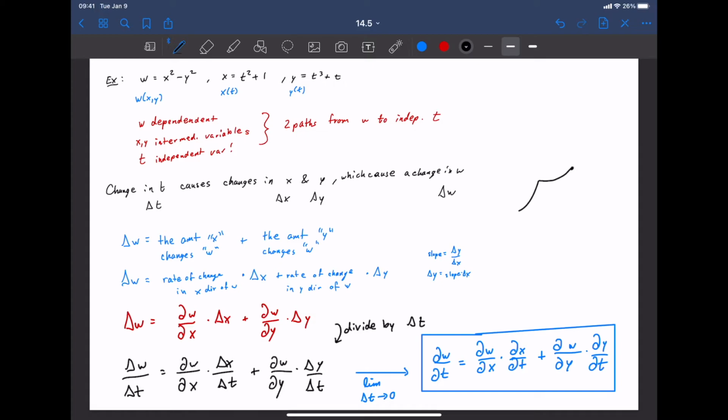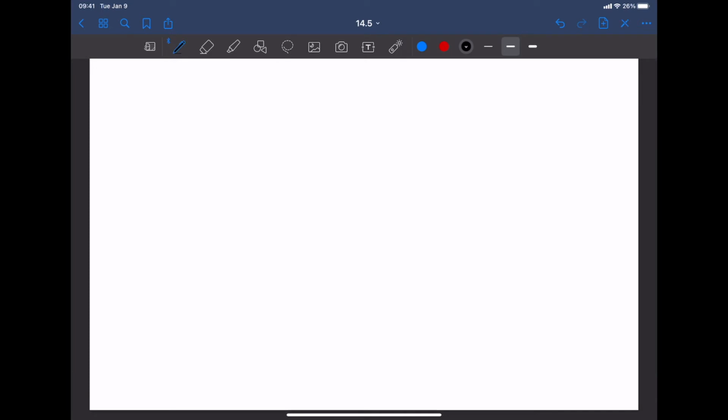And that's how we can find maybe an estimate for how the slope is going from here to here, right? The total changes. All right. So let's apply that to our actual function.